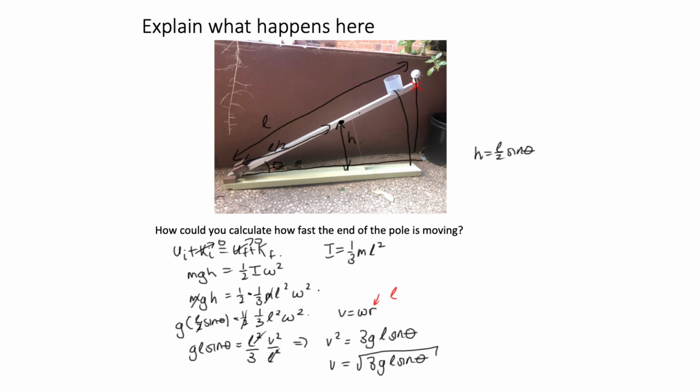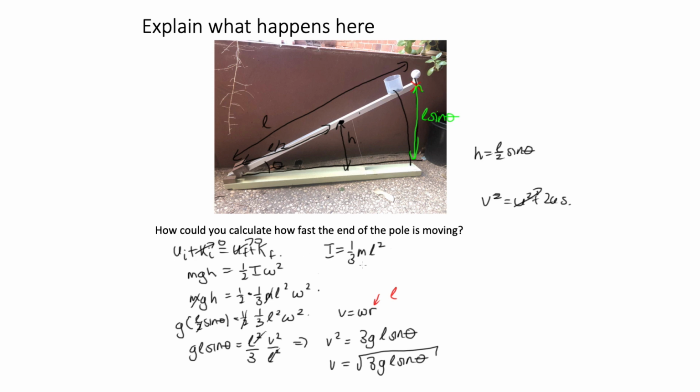Now, for comparison, if we want to work out how fast this ball is going, the ball is not connected to the rod. So we can use V squared equals U squared plus 2AS. Now it starts from rest, and S is this height here. Let's draw it in green. This is length L, so this height is given by L sine theta.